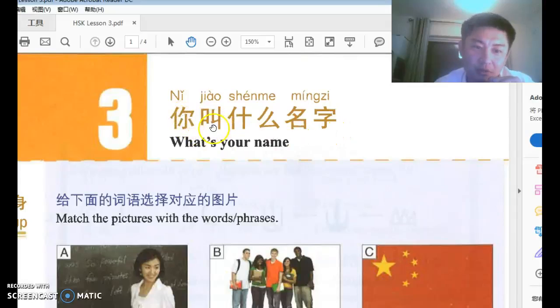你 is you. 叫 is to be called, right? Or to call, it can be used as to call, but sometimes to be called is quite a complicated concept that you don't really have one word in English to mean. 什么 is what? 什么, no tone. That's how it looks like.